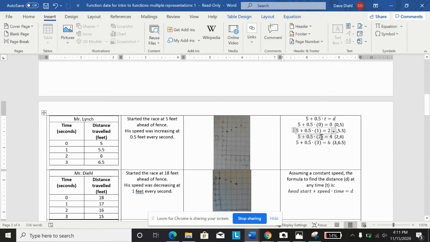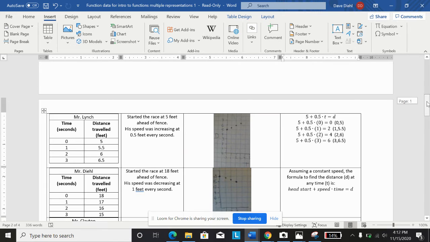But after 2 seconds, let's skip ahead to 2 seconds. At 2 seconds, he's gone half a foot twice. And 2 times 0.5 is 1. Plus that 5-foot head start he had is 6. That's why at 2 seconds, he's at 6. Because he had that 5-foot head start, and then he went up half a foot twice.